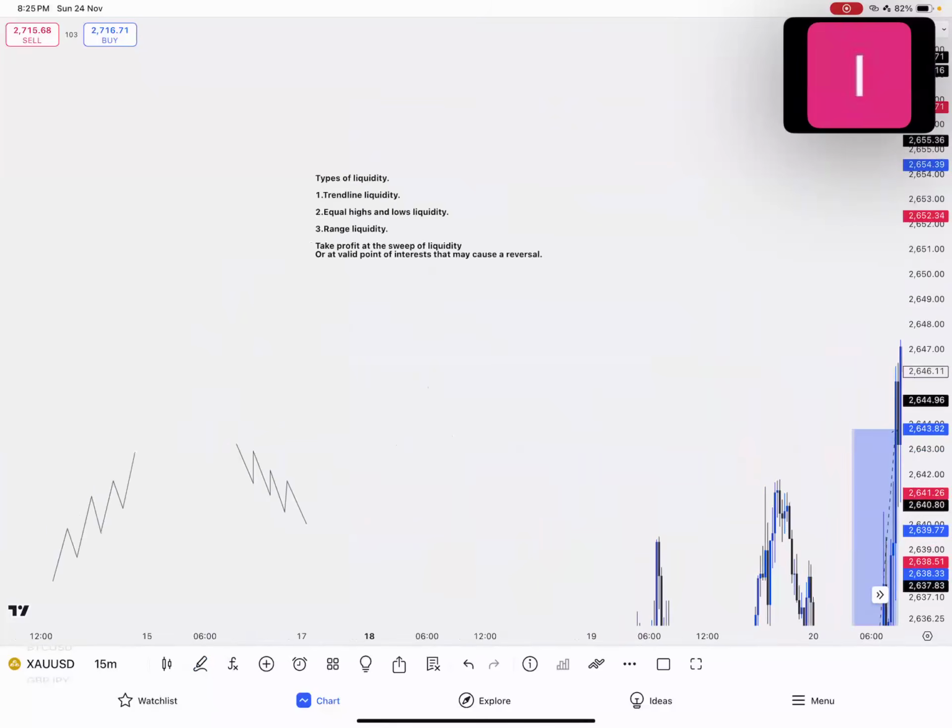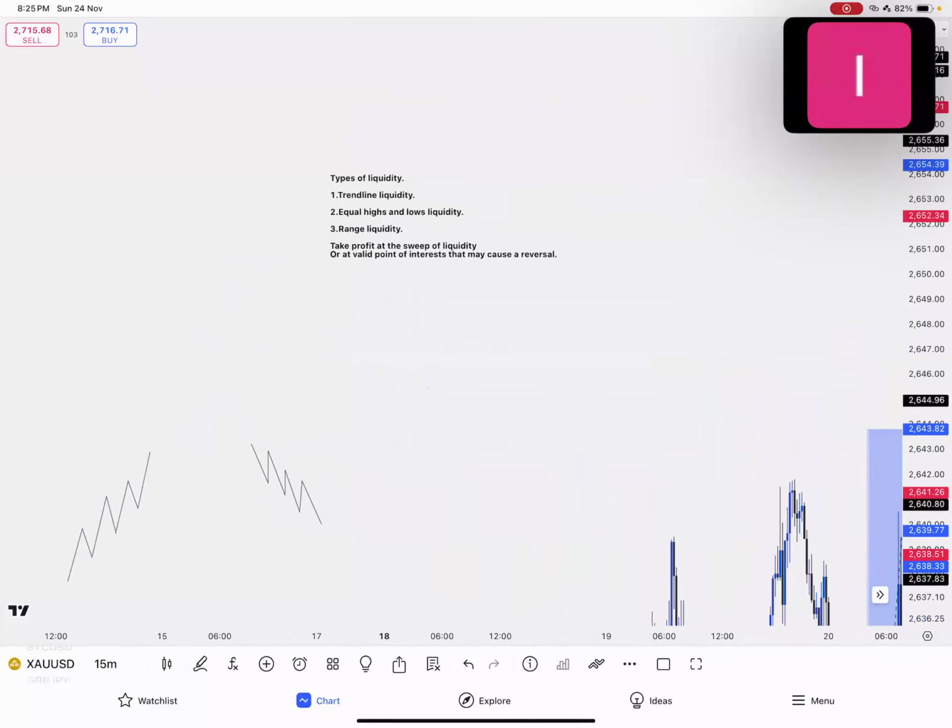So we've talked about the market structure, we've talked about inducement, we've talked about point of interest, knowing when to pick your point of interest, knowing how to use your order block or your breaker block, and the rules in picking a proper point of interest.